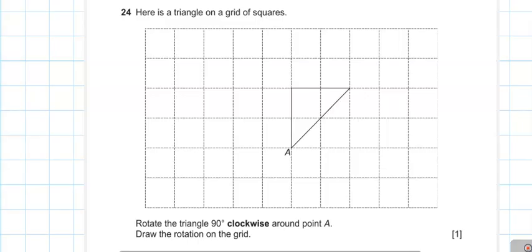Here we are in the paper exam 2025 April Cambridge Primary Checkpoint, question 24. Here is a triangle on a grid of squares. He wants us to rotate it 90 degrees clockwise around the point A. Draw the rotation. Okay, let's start.